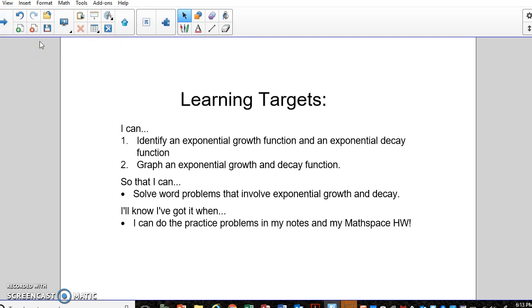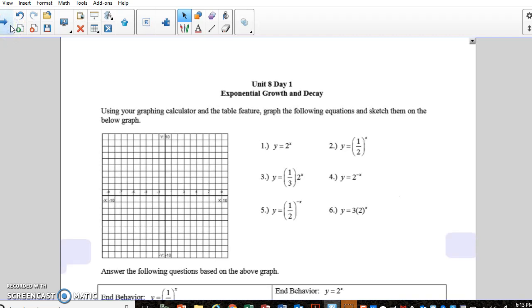At the end of this lesson, you want to be able to say that I can identify an exponential growth function and an exponential decay function, as well as graph both of those, so that I can solve word problems that involve exponential growth and decay. I'll know I've got it when I can do the practice problems in my notes and my math space homework. Alright, let's dive into today.